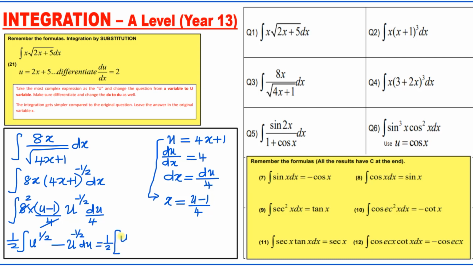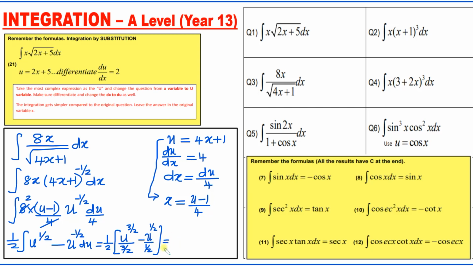If I integrate, u to the power 3 over 2, over 3 over 2, and minus u to the power minus half add 1, which is half, and divided by half, and that is the answer, right?